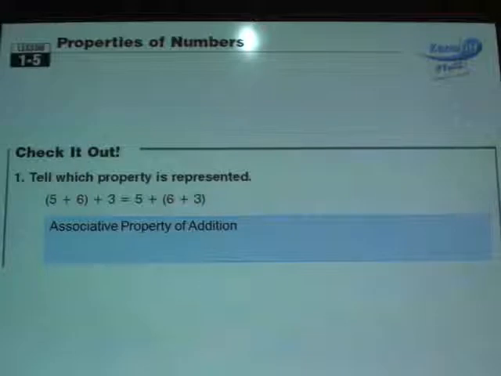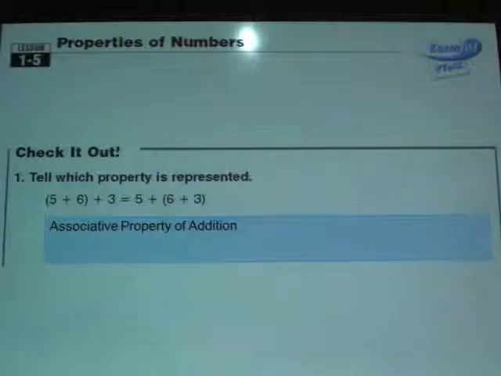So let's take a look at the concluding examples here in the Check It Out section. They're asking us in number 1 to tell which property is represented. They've got 5 plus 6 in parentheses plus 3 being equivalent to 5 plus 6 plus 3 in parentheses. Remember, your choices are what we saw in the definitions: commutative, associative, identity, and inverse.